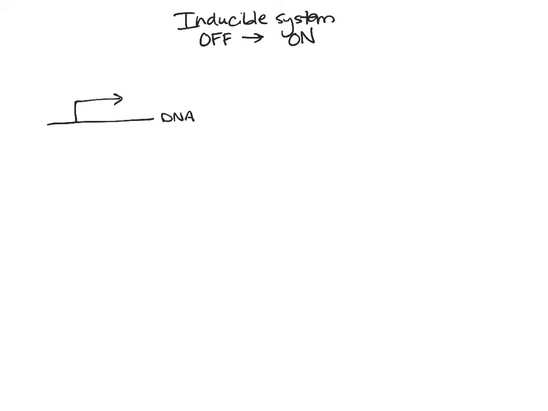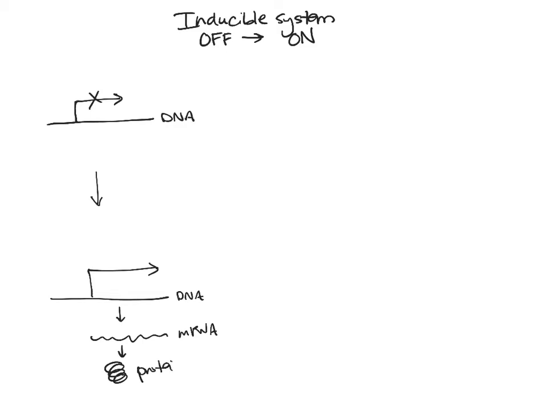First, let's think about an inducible system. That means a system where gene expression is normally off, but we're turning it to on. So first I'm going to draw out the DNA here where we have a gene, but transcription from this gene is not turned on until something happens, something changes in the environment that induces gene expression to turn on. So we've still got our DNA here. Then we've got mRNA being transcribed and ultimately a protein being translated.